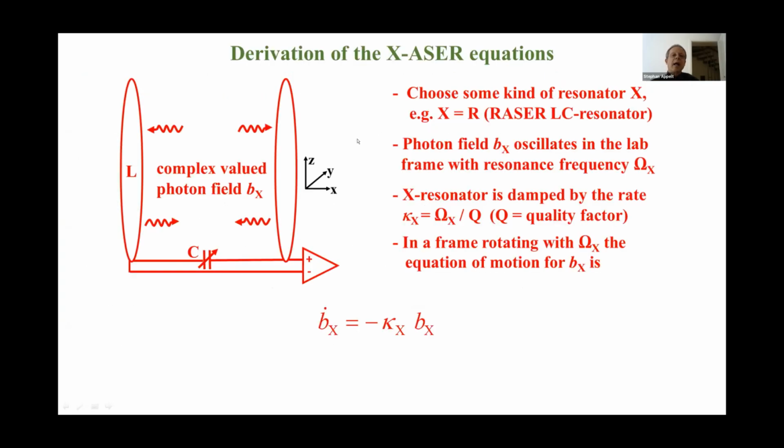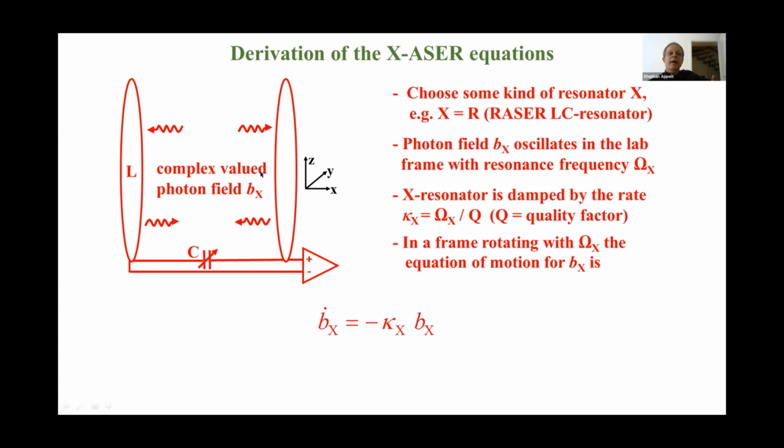So I proceed. So now we come to the derivation of the RASER equations. We are very general. We are not restricted to any laser. So we have a very simple approach. We have a kind of resonator, say an X resonator. X can be R, L, C, and E. So here we take an LC resonator, very simple.